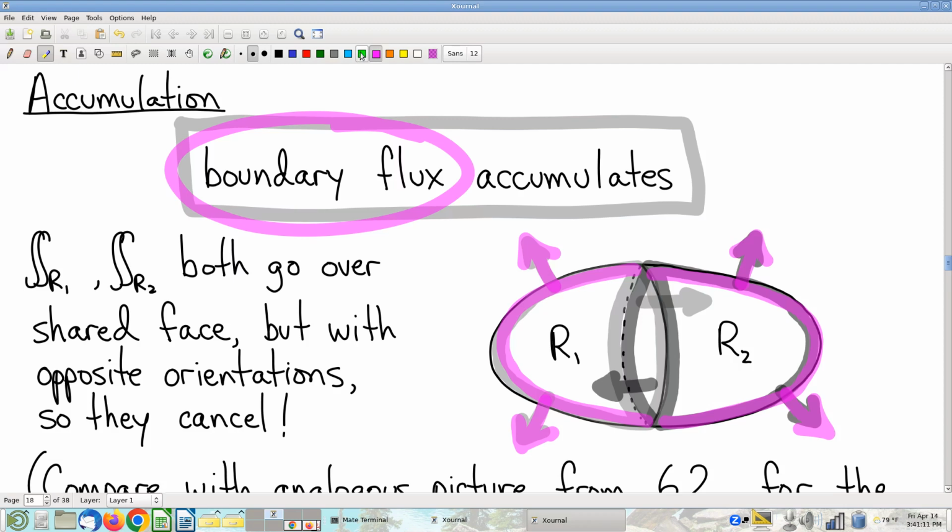Okay, now let's talk about the parts. Let's look at the left side. Once I chop this thing down the middle, there's the left side of the solid. What is the boundary flux on the left side? Well, there's this piece of the boundary, outward. And then there's this piece of the boundary, also outward. Now let's get the solid out of the way.